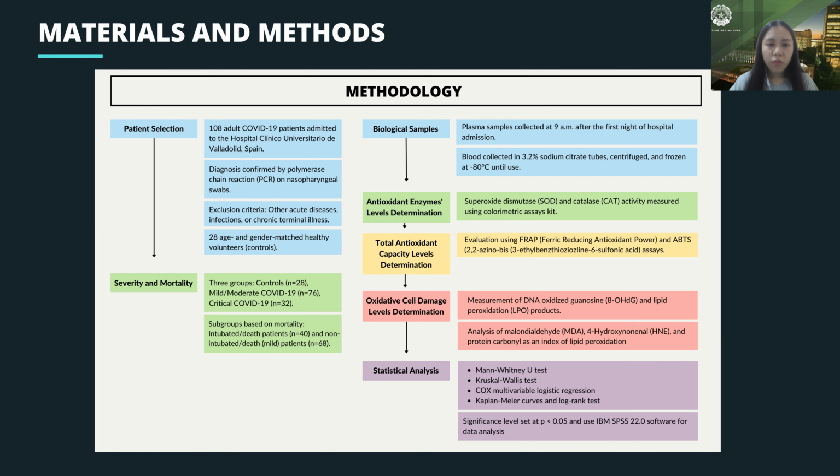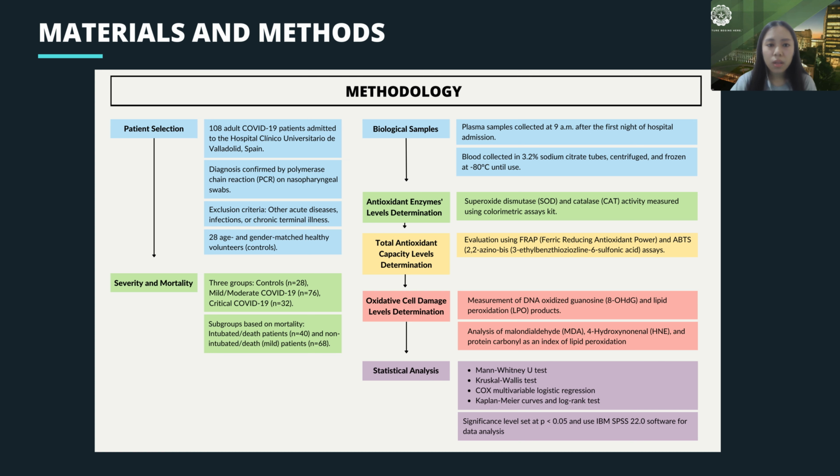The study involved 108 adult COVID-19 patients admitted to the Hospital Clínico Universitario de Valladolid, Spain, whose diagnosis was confirmed by polymerase chain reaction, or PCR, on nasopharyngeal swabs. Exclusion criteria included other acute diseases, infections, or chronic terminal illness. Additionally, 28 age and gender matched healthy volunteers were recruited as controls.